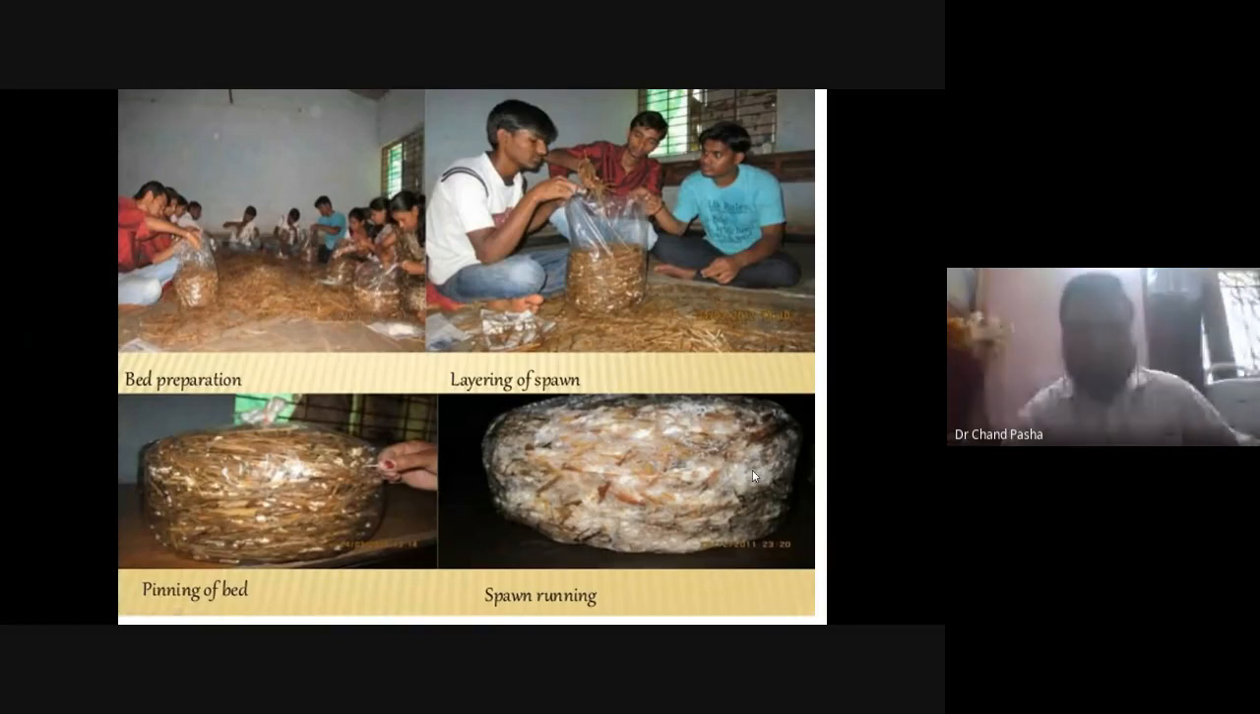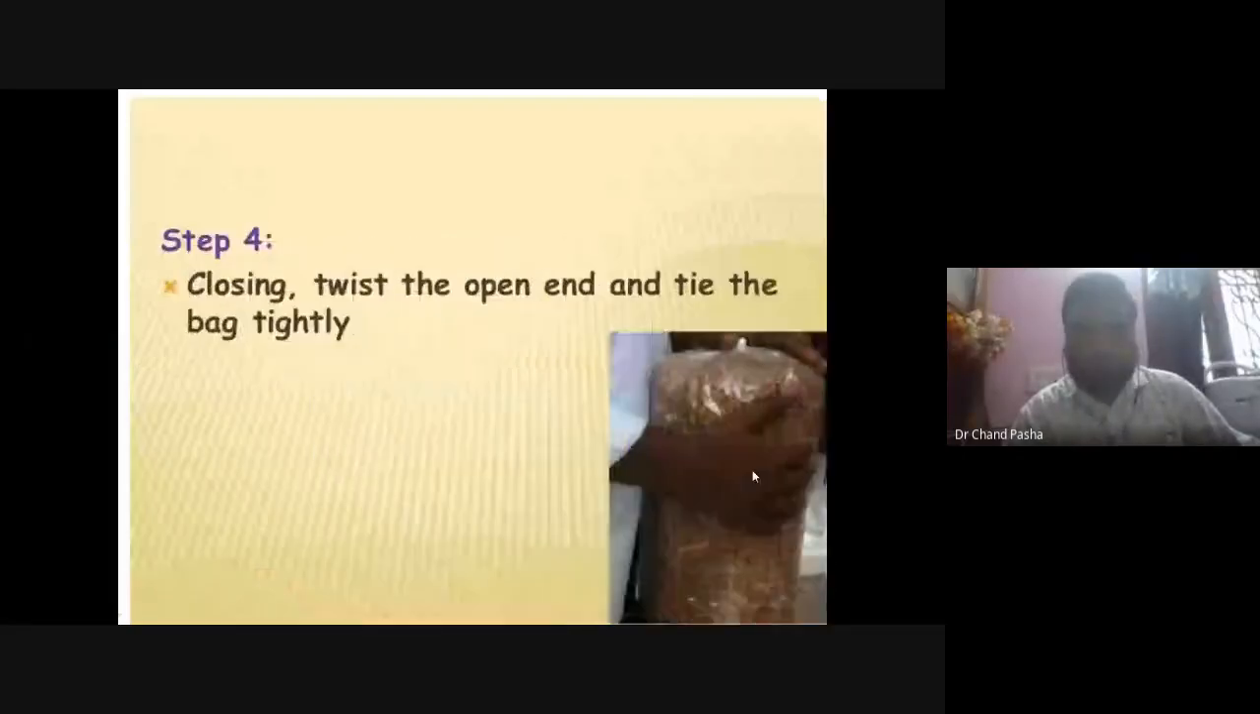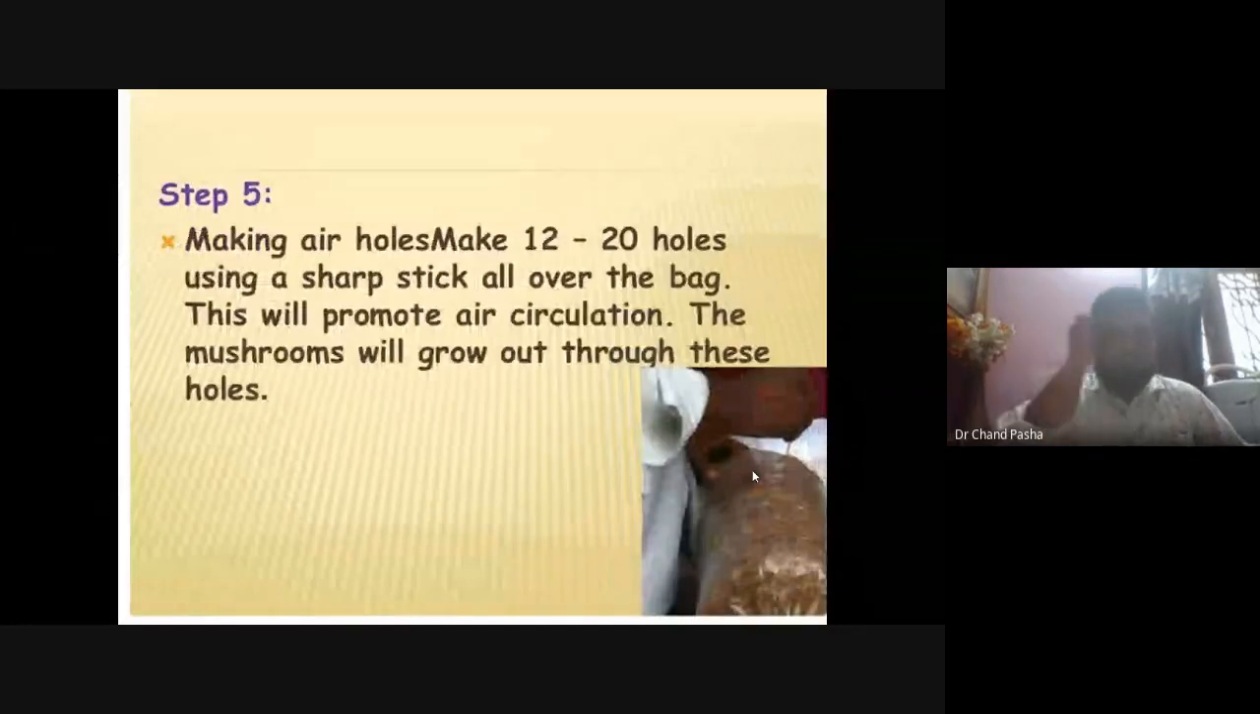Whatever spawn that we have added will grow entirely, and the entire thing will turn white in color. And see, this is the packing part, and this is the closing they are doing. Anyhow, I'll show you the video. And the holes are made. 12 to 20 holes are made.